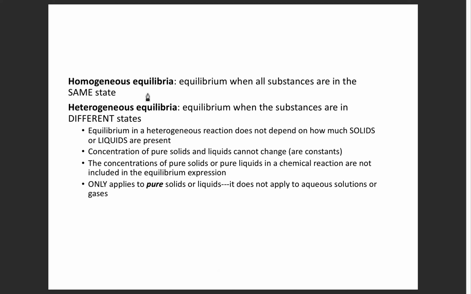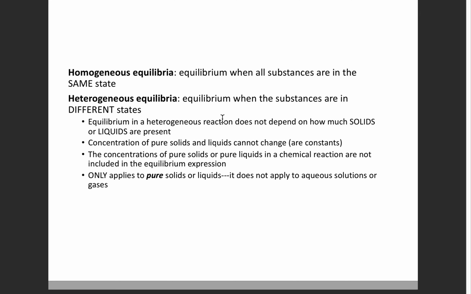All right, so let's talk about the difference between homogeneous equilibria and heterogeneous equilibria. It's kind of similar to when we talked about homogeneous and heterogeneous catalysts. Same idea. We're looking at the state, the phases that these substances are in. So homogeneous equilibria is when all substances are in the same state, meaning they're all gases or they're all aqueous. Heterogeneous equilibria is when the substances are in different states. So you might have gases being produced as a product, but you're starting with aqueous solutions or something like that. That's called heterogeneous equilibria.